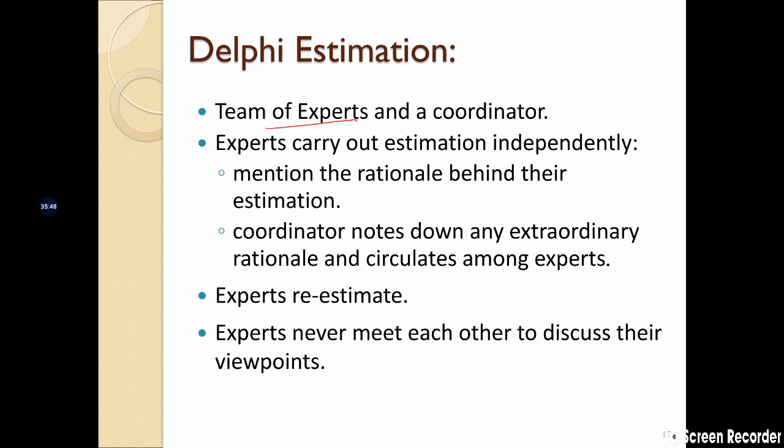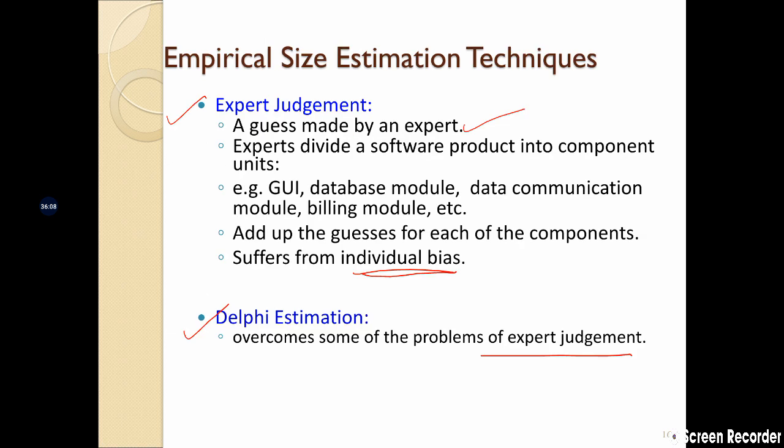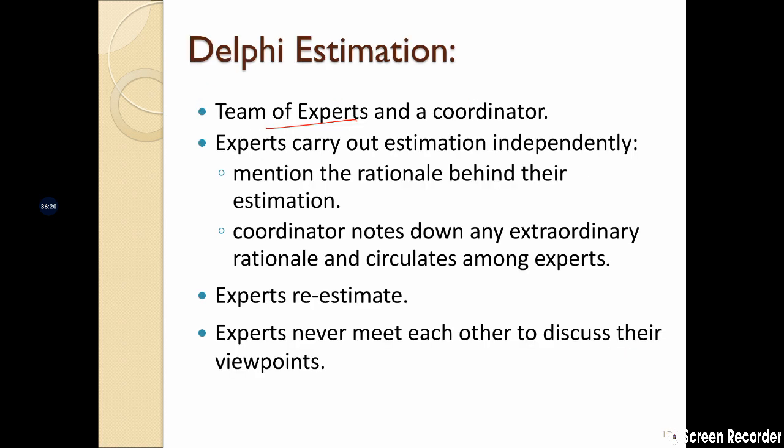So if someone has a bias, or has done the estimation properly but for one part there is some problem because of a personal bias, then the Delphi estimation technique takes care of that. Delphi estimation is an extension of expert judgment, wherein in expert judgment you can have a person who gets a wrong estimation because of individual bias. That is corrected by having a team of experts who do not meet, but carry out independent estimation.